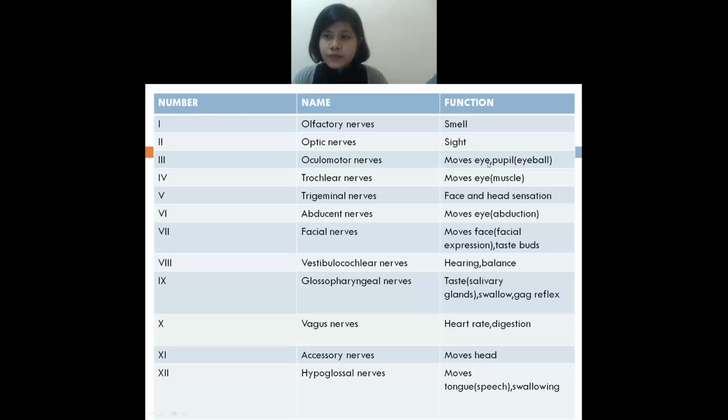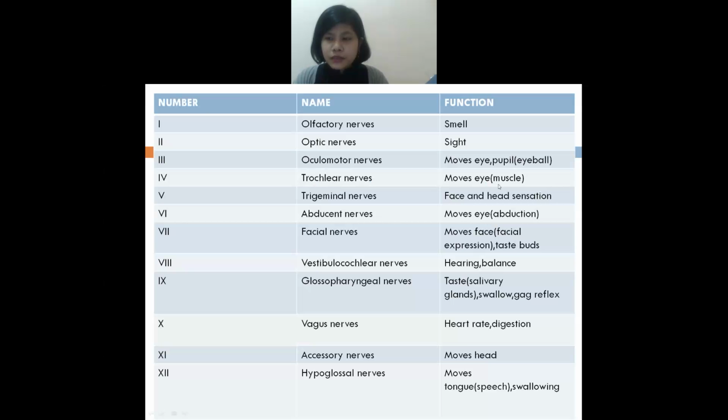Next, number third is oculomotor nerves. The oculomotor nerves help you in what? Moving your eyes. That is your pupil, that is your eyeball. Your eyeball is your pupil. So the oculomotor nerves help you in moving your eye.